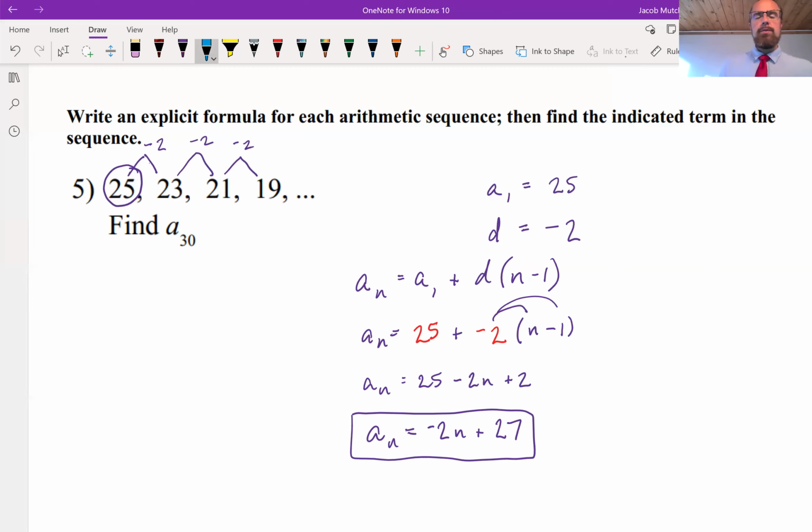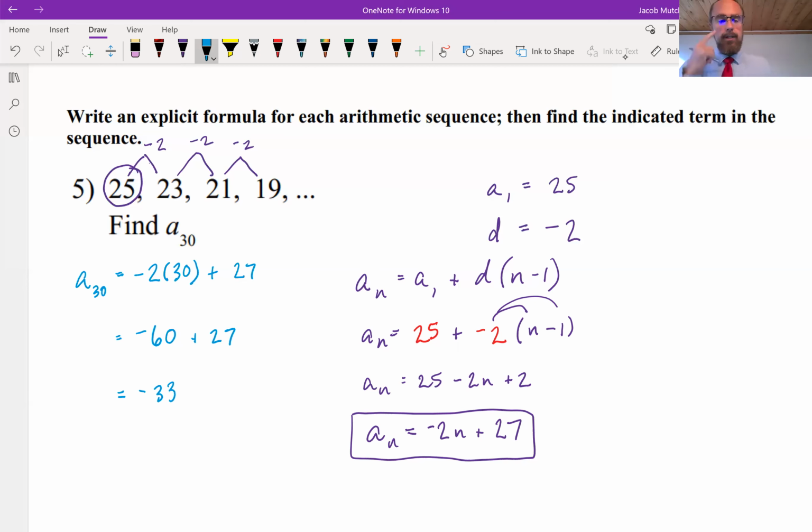Notice that if the sequence is decreasing, what we would call our slope will be negative, whereas if the sequence is increasing, the slope will be positive. Again, if I want to find the 30th term, I'm going to take that explicit formula I just wrote and plug in 30 for n. And then again, simplify. So this is going to be negative 60. Negative 2 times 30 is negative 60 plus 27. And then negative 60 plus 27 is going to be negative 33.